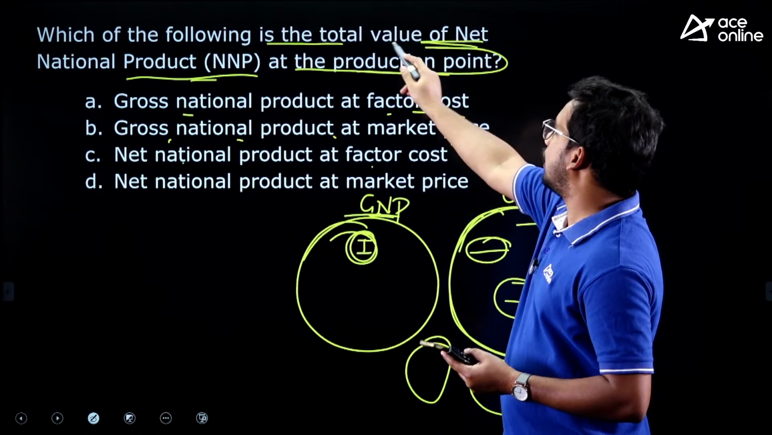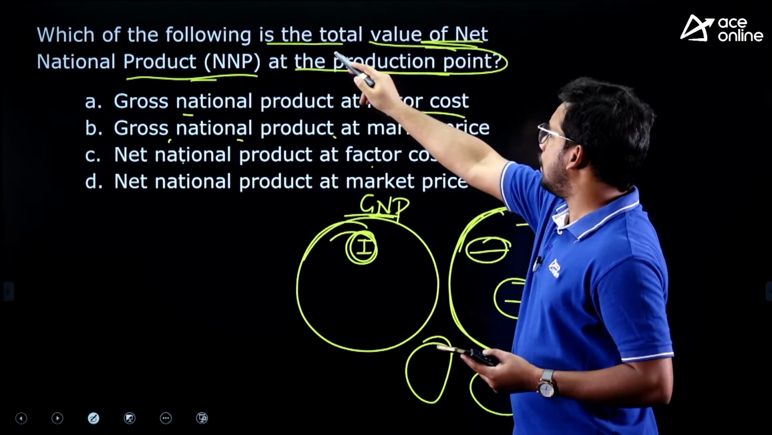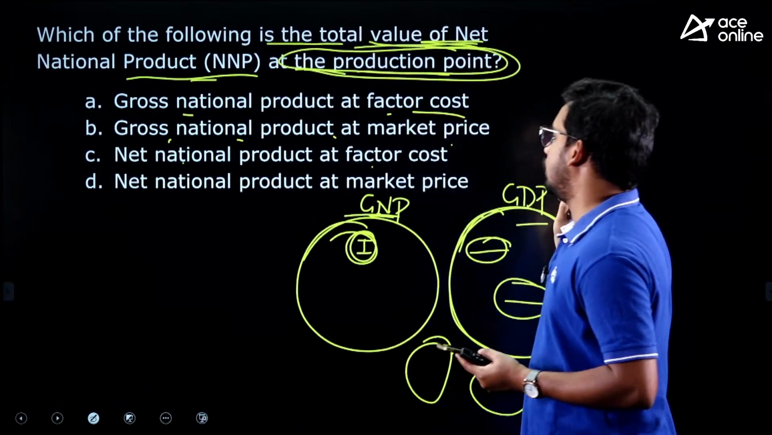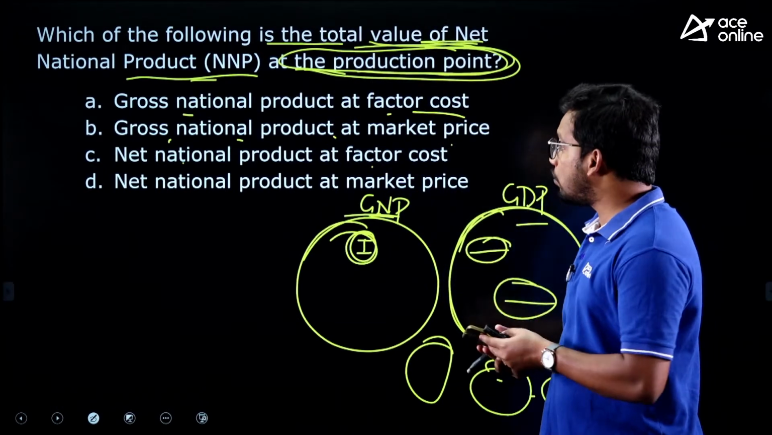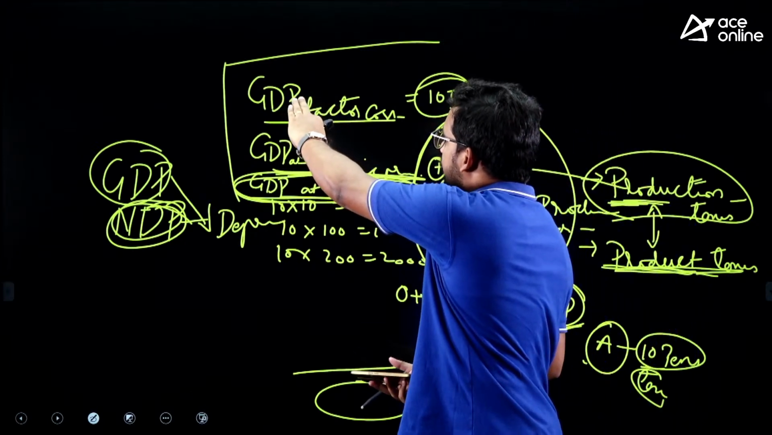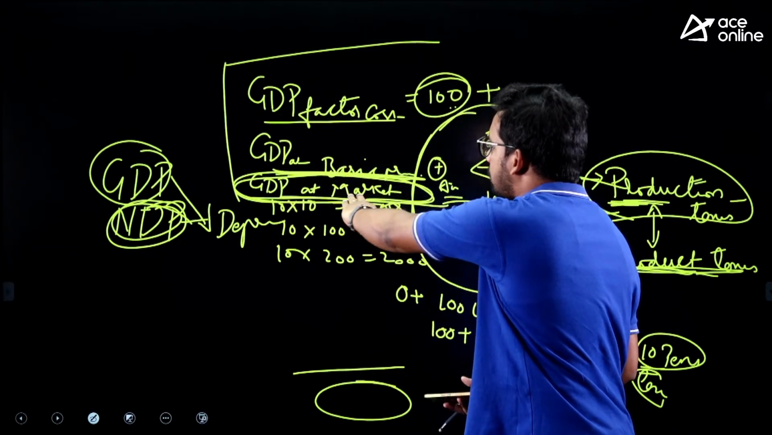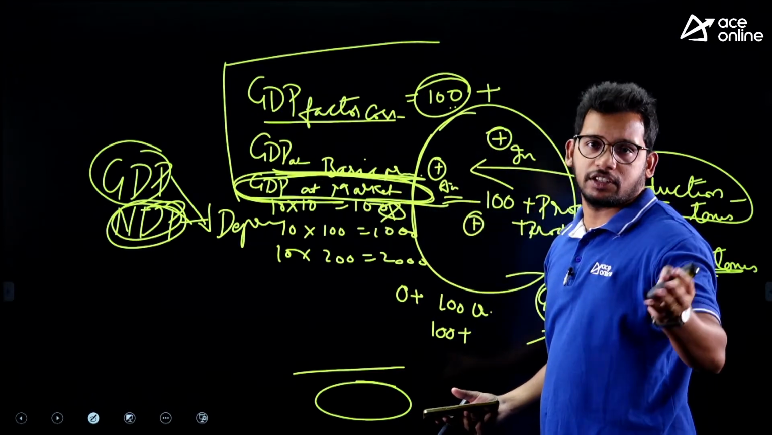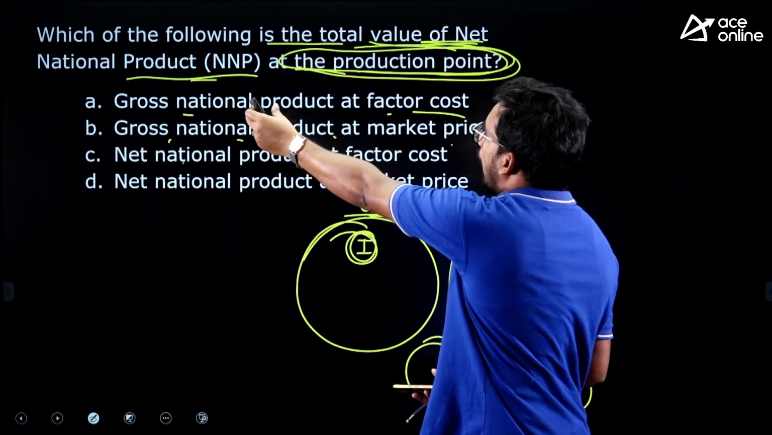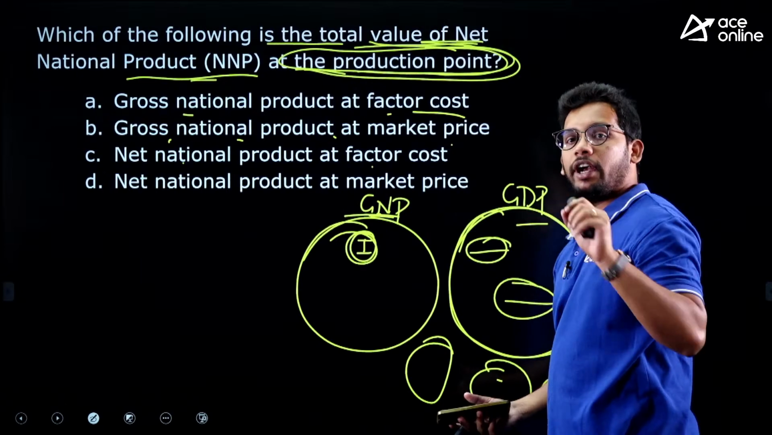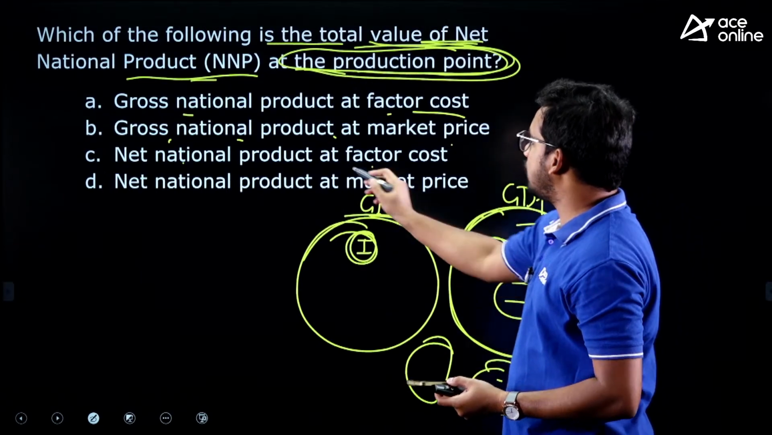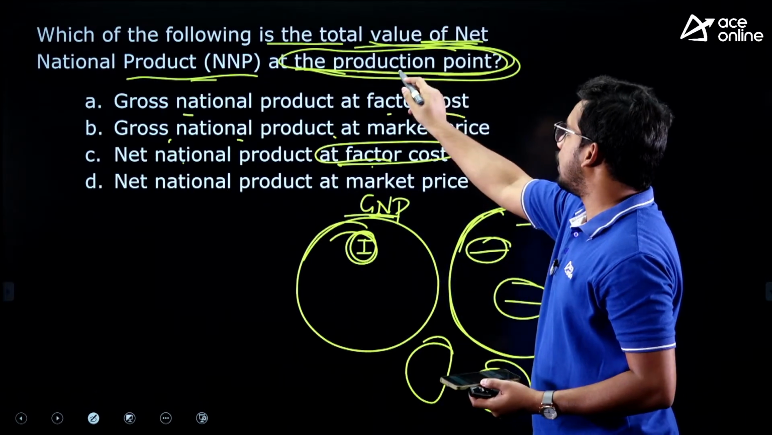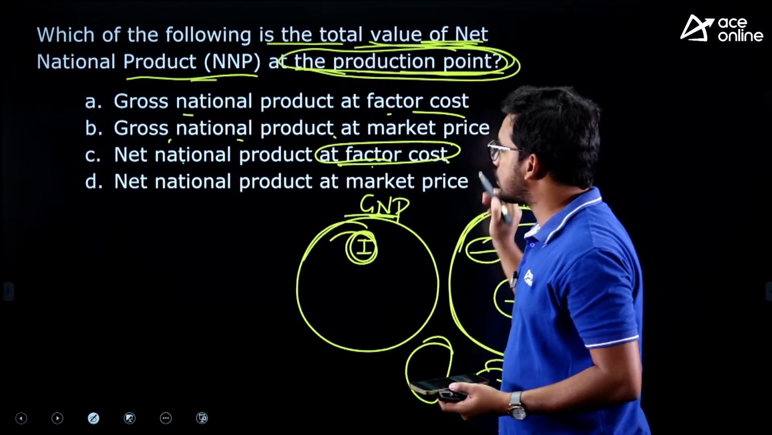Now let's understand, they are asking about the total value of net national product at production point. We have discussed three things: GDP at factor cost, GDP at basic prices, GDP at market price. GDP at factor cost means the bare value without any taxes. So NNP at production point means it is at the factor cost. Even before producing any goods or paying taxes, that is called the production point, or factor point.